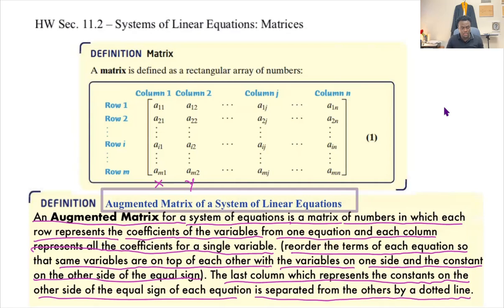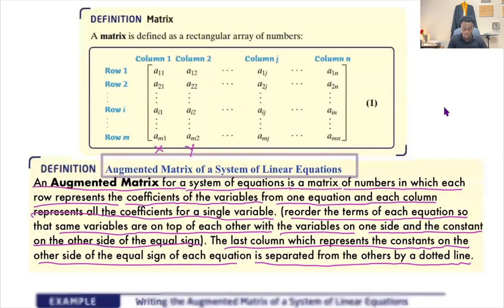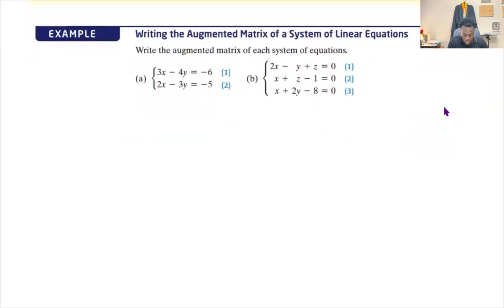So when you do all of that, you put all the coefficients of one variable in columns, and that will end up giving you all the coefficients for each equation in the rows. Separate the column of variables from the column of constants on the other side. It creates what we call an augmented matrix. Now, if you understand that, let's go ahead and create the augmented matrices for these two systems.